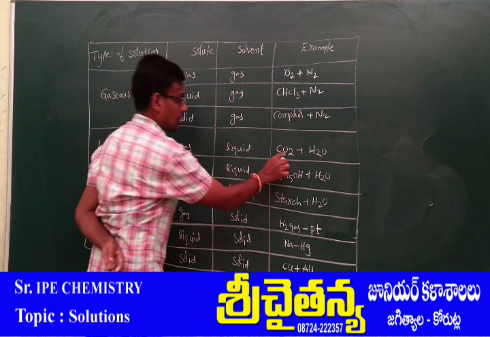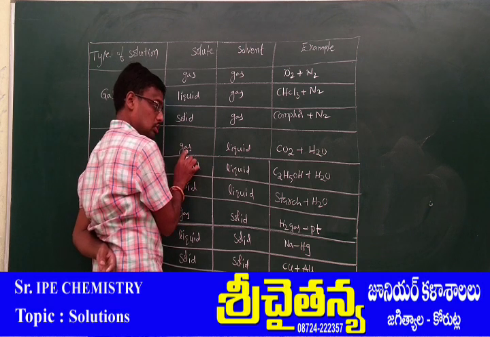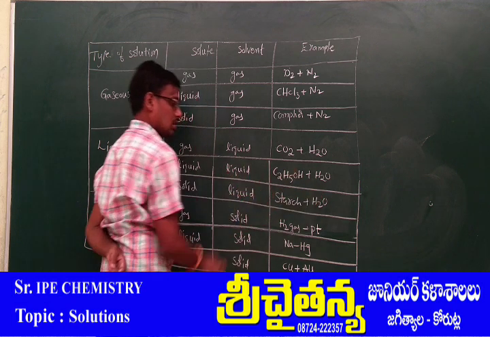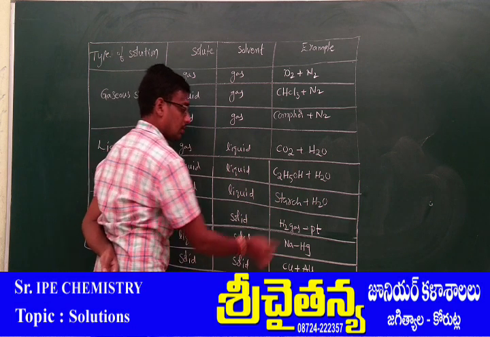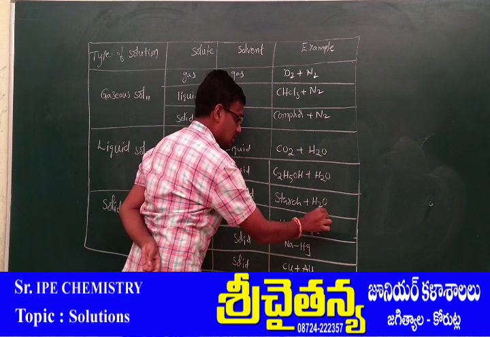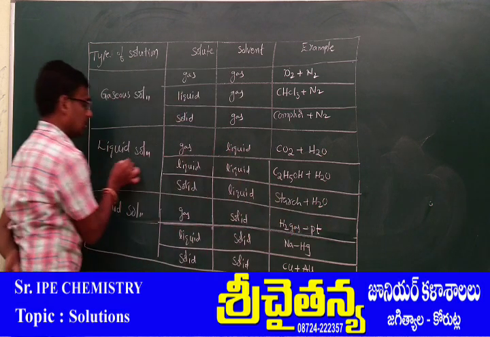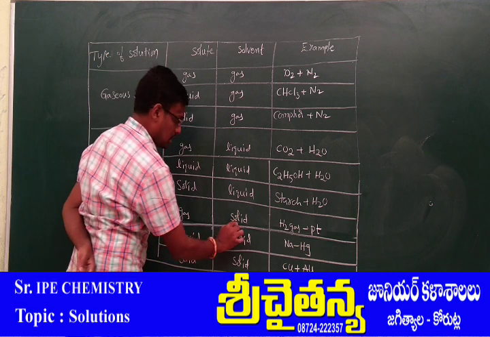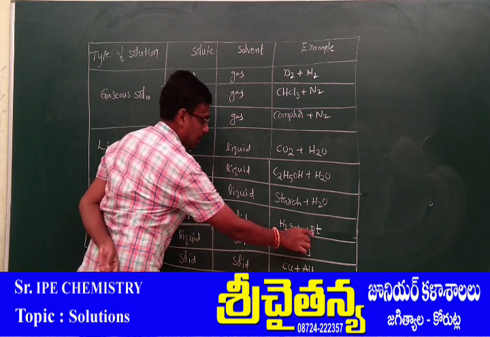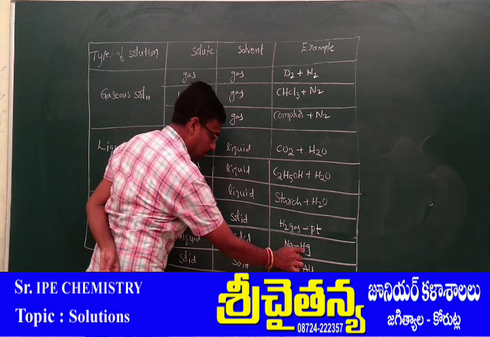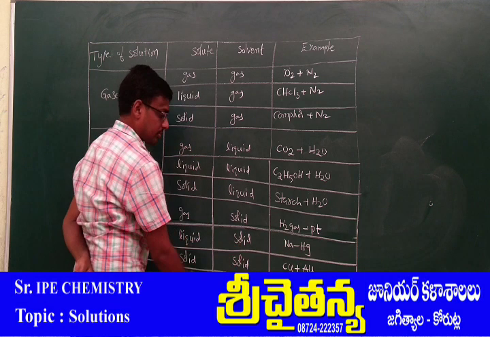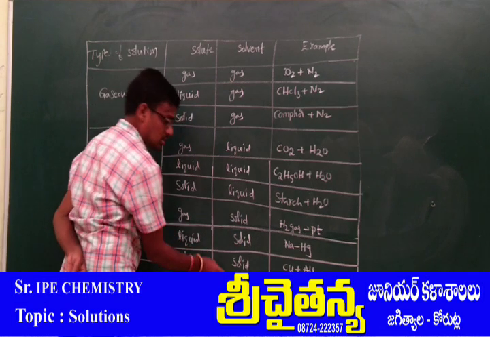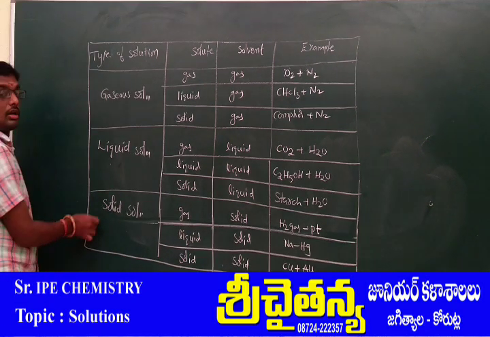In the same way, carbon dioxide is a gas solute, alcohol is a solute, and starch is a solute, and water is the solvent. Water is in liquid state, so they are called liquid solutions. Finally, solid solutions: hydrogen is a gas and the platinum electrode is solid, sodium amalgam has liquid mercury and solid sodium, and copper and aluminum are both in solid state. That's what we call solid solutions.